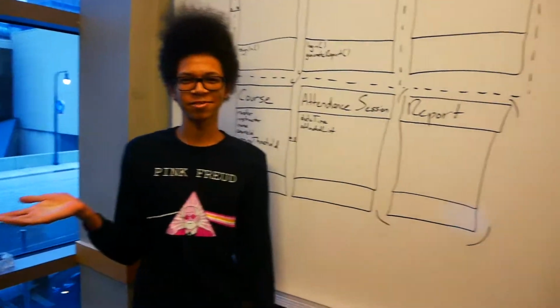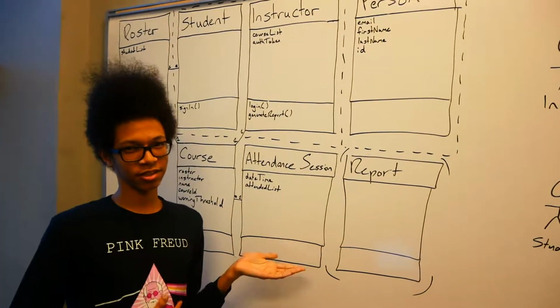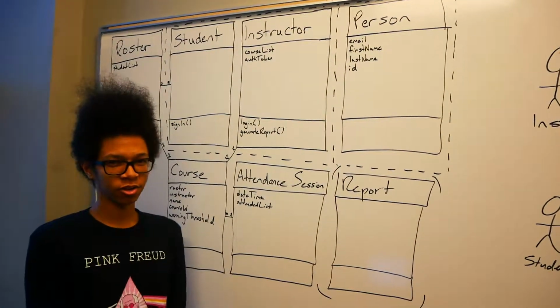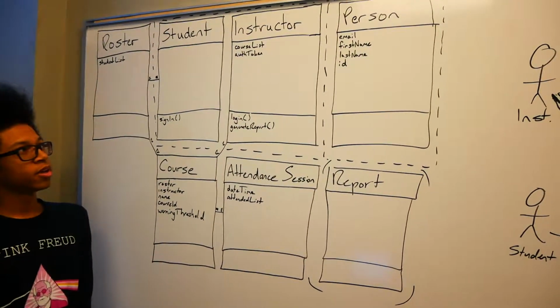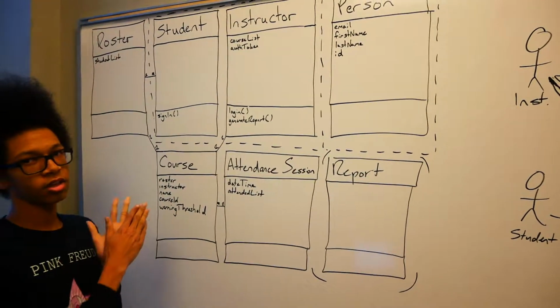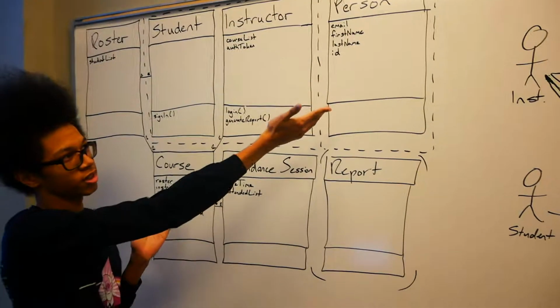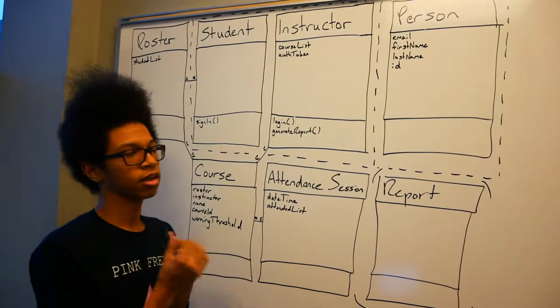Hi everyone, my name is Chloe Garrett, and this is the class diagram for our tablet-based attendance system. So I'll just walk you through some of the classes that we've selected. In our system we'll have a class for students and instructors, and these are a part of the person class, since a person would have a name and ID.